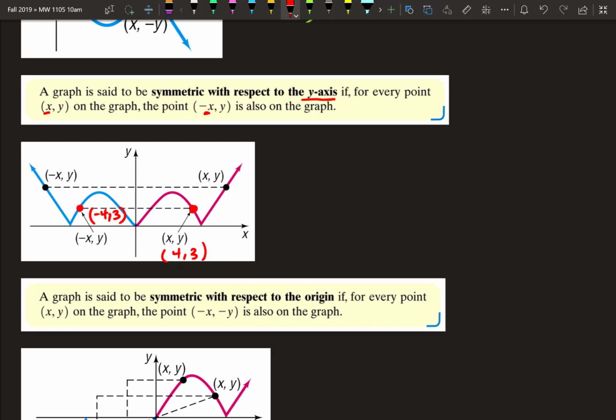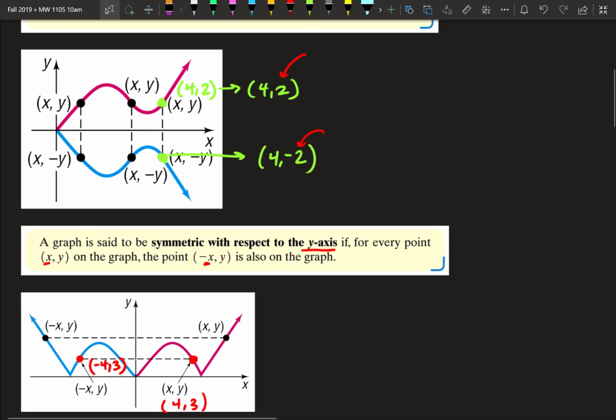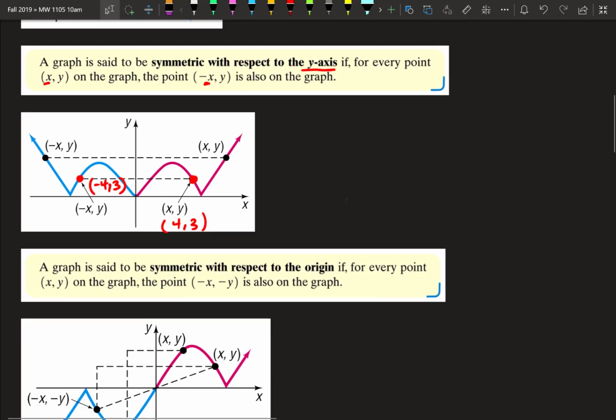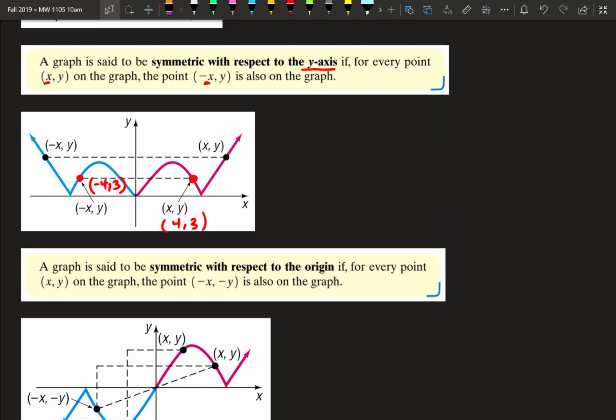Also, if you fold it over the y-axis, it'll go on top of each other. Same thing on the x-axis. If you fold it over the x-axis, it goes on top of each other. X-axis is like when you fold the paper like a hot dog or a taco, and y-axis is when you fold it like a burger. That's how you can look at it.